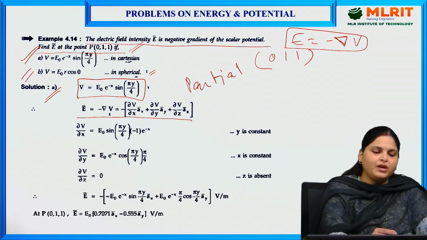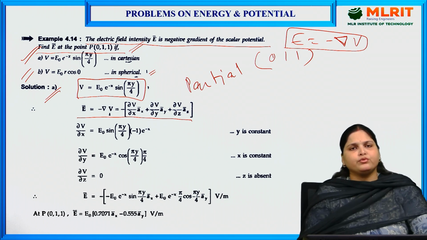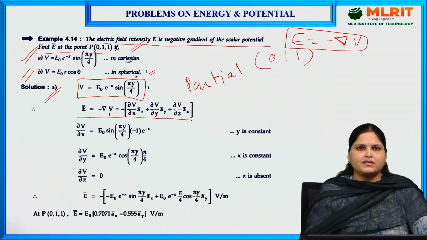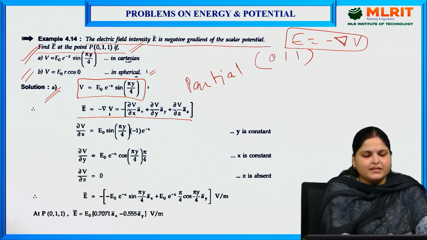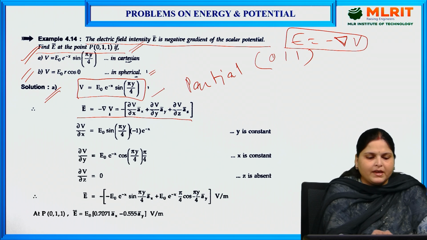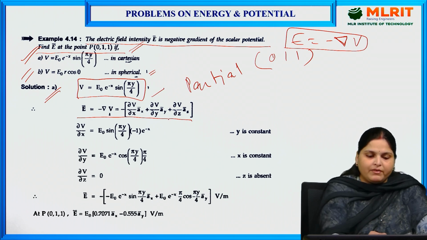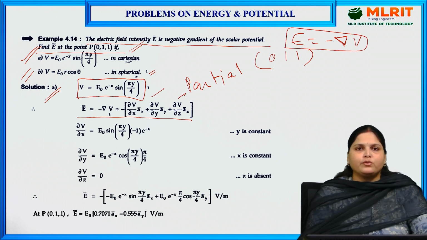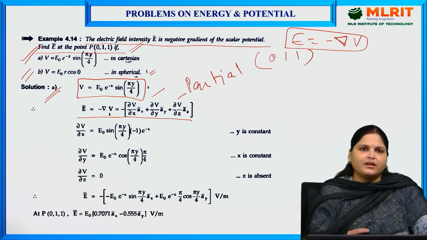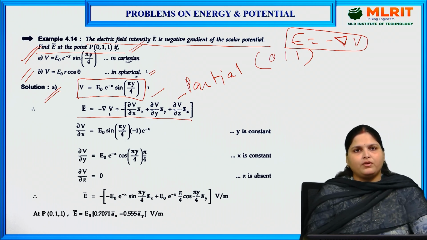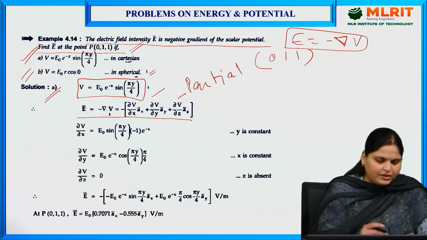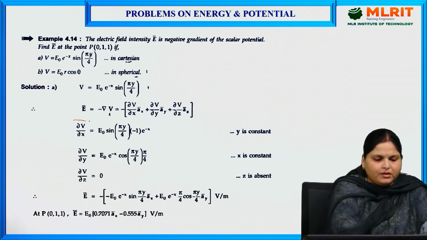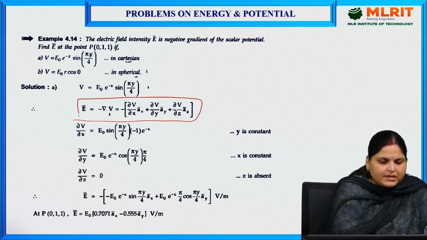Here, for example, we have to use this formula for the Cartesian coordinate system. That means x, y, z coordinates are there. So we can write it as dou V by dou x ax plus dou V by dou y ay plus dou V by dou z az. Similarly, different formulas are there for the spherical and cylindrical systems. Now, we will see in this gradient formula what all things we need to find out.